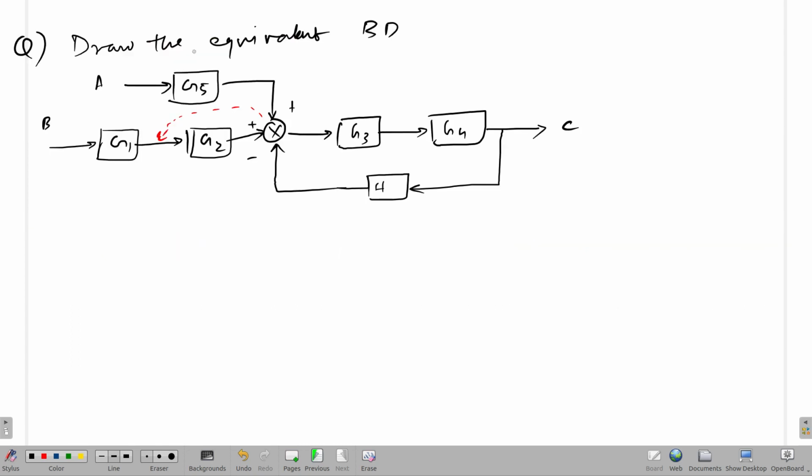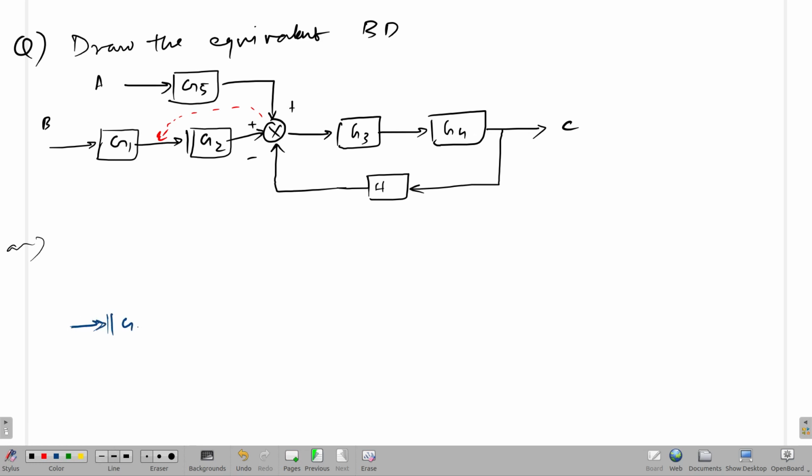Okay, so this is the next question. The question is to draw the equivalent block diagram. Equivalent after what? After shifting this summing point to here. Okay, we have to see what all changes we have to make. You don't have to find the transfer function for this one, you just have to shift it. So if you're shifting this one, okay, let's right away draw it. What will the changes be?